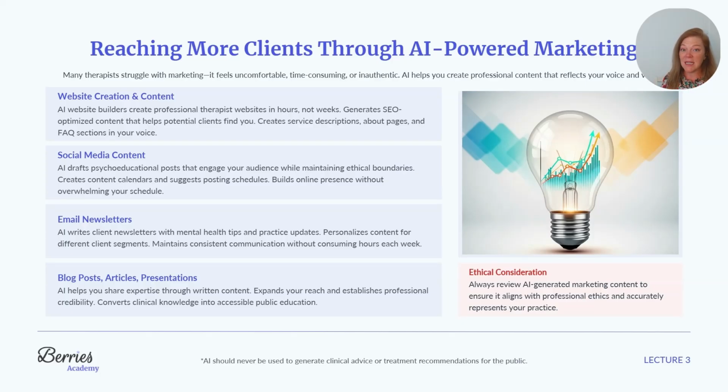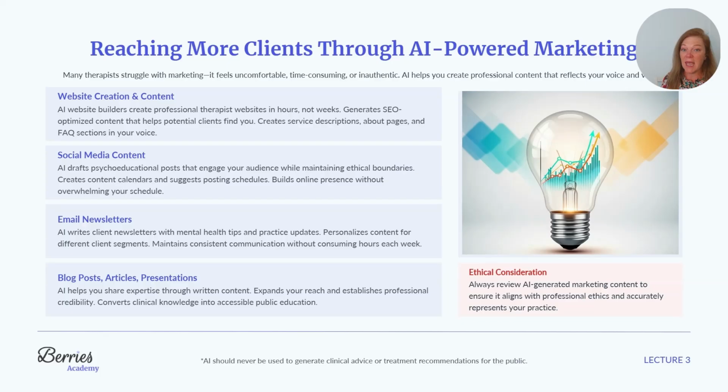Social media content. AI drafts psychoeducational posts that engage your audience while maintaining ethical boundaries. It creates content calendars and suggests posting schedules. It helps you build an online presence without overwhelming your schedule. Maybe you want to post mental health tips on Instagram, but you don't have time to come up with content ideas and write posts every week. AI can generate a month's worth of posts based on your therapeutic approach. You can review it, edit it, and schedule them all at once for the entire month.